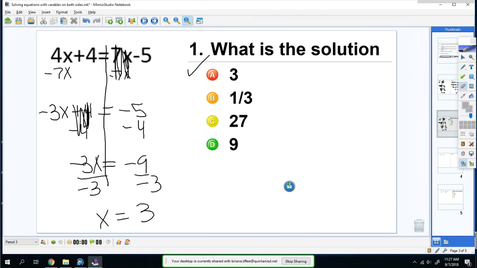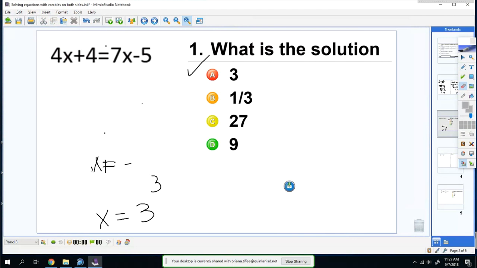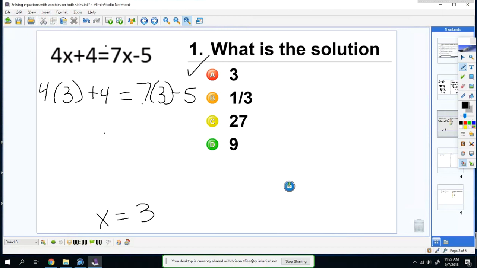So let's just plug it back in. See if it works. Might as well. This will save you a lot of heartache if you do get it wrong. So you're going to do 4 times 3 plus 4 equals 7 times 3 minus 5. 4 times 3 is 12. 7 times 3 is 21. 4 plus 12 is 16. 21 minus 5 is 16. So that is true. So we are correct.